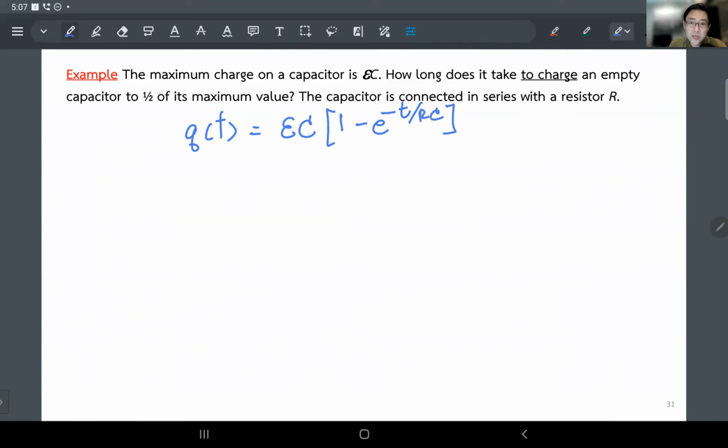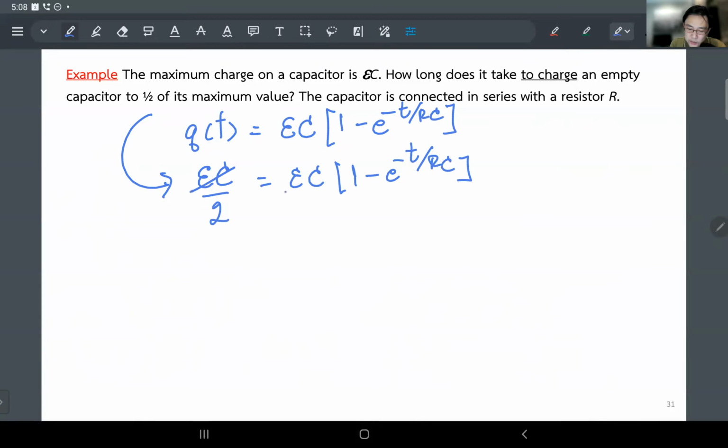See, that is the main structure of this whole expression right here. But they want to know, how long does it take to charge an empty capacitor, that's our condition, we start from an empty capacitor, to half the maximum. That half of the maximum is just EC over 2. Cool. And now you even know that this is going to cancel. Let me go through this one with you guys here. 1/2 equals 1 minus e to the negative t over RC. You move things around, so e to the negative t over RC is 1/2.